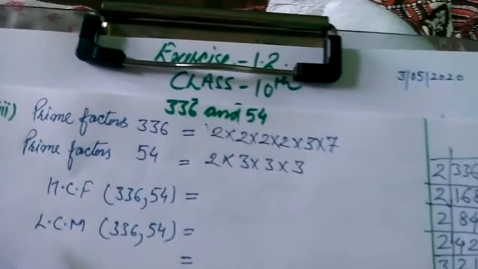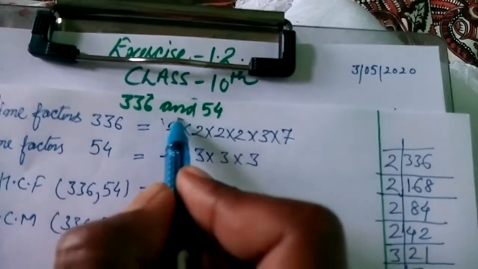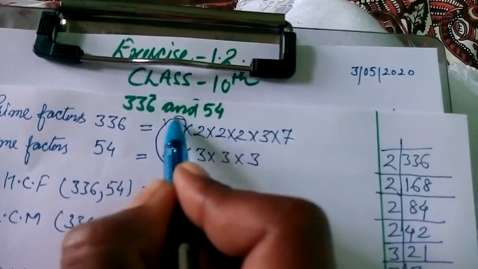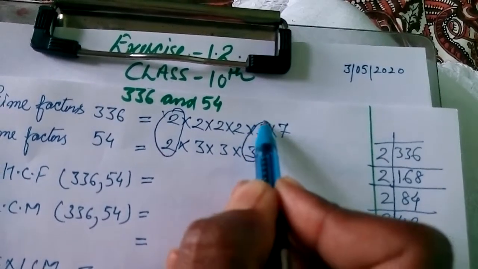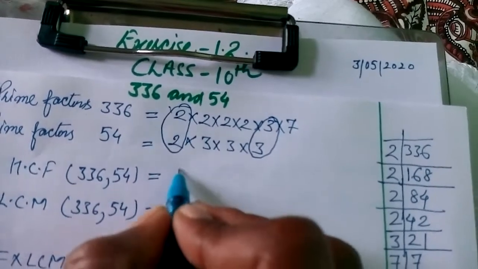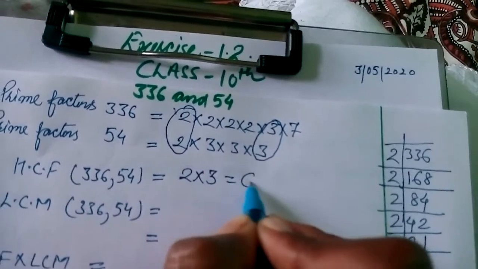Now we have to find the HCF. HCF is highest common factor. It is common. First is 2. 2 is common. And second is 3. 3 is common. Okay, so write down. Two factors are common, 2 into 3. That means the highest common factor is 6.